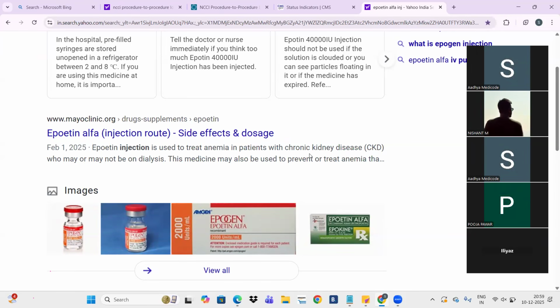Can you repeat the question, please? So they're asking what is the medical necessity of epoetin alfa injection? CKD with anemia. Yes, that only. CKD or ESRD, okay? Anemia in CKD or ESRD should be the medical necessity.